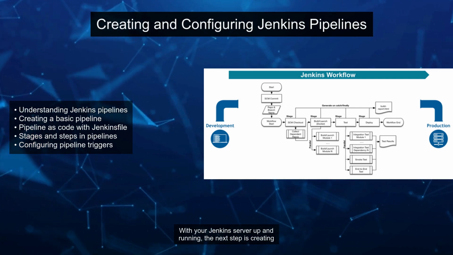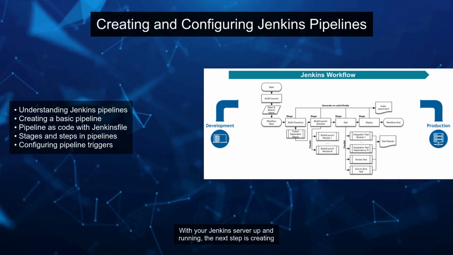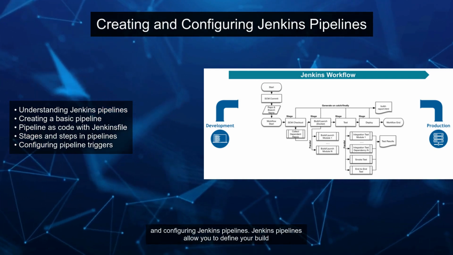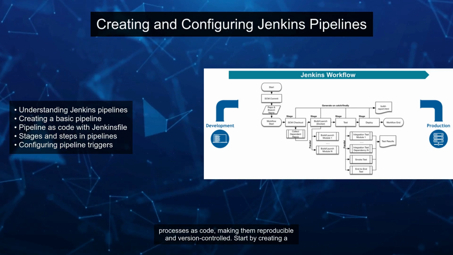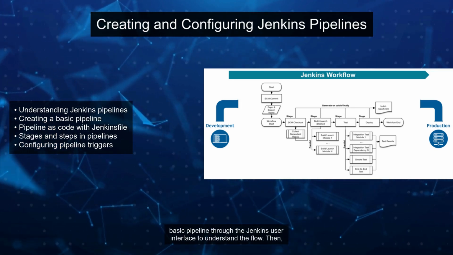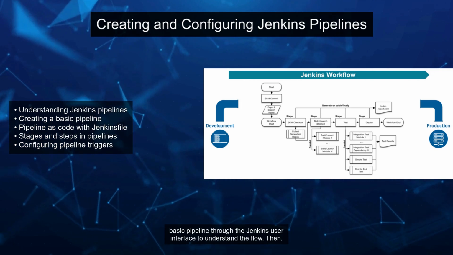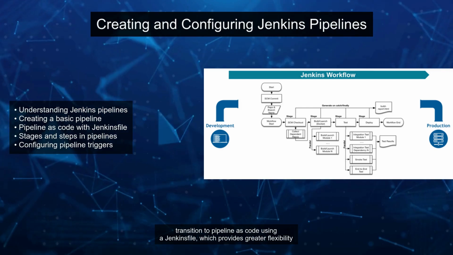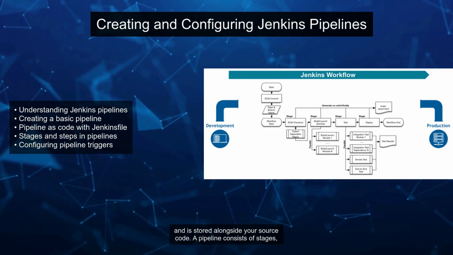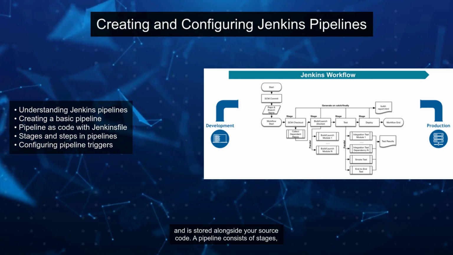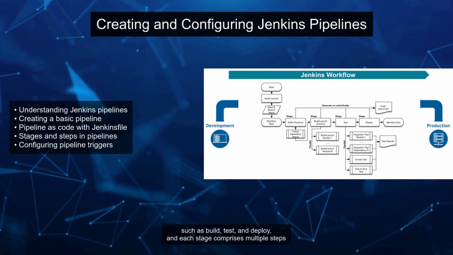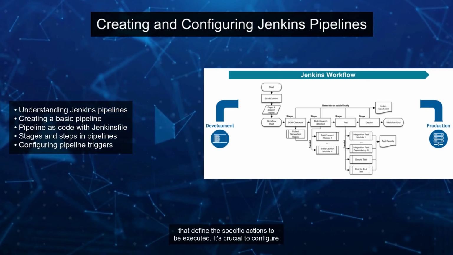With your Jenkins server up and running, the next step is creating and configuring Jenkins pipelines. Jenkins pipelines allow you to define your build processes as code, making them reproducible and version controlled. Start by creating a basic pipeline through the Jenkins user interface to understand the flow. Then, transition to pipeline as code using a Jenkinsfile, which provides greater flexibility and is stored alongside your source code. A pipeline consists of stages, such as build, test, and deploy, and each stage comprises multiple steps that define the specific actions to be executed.